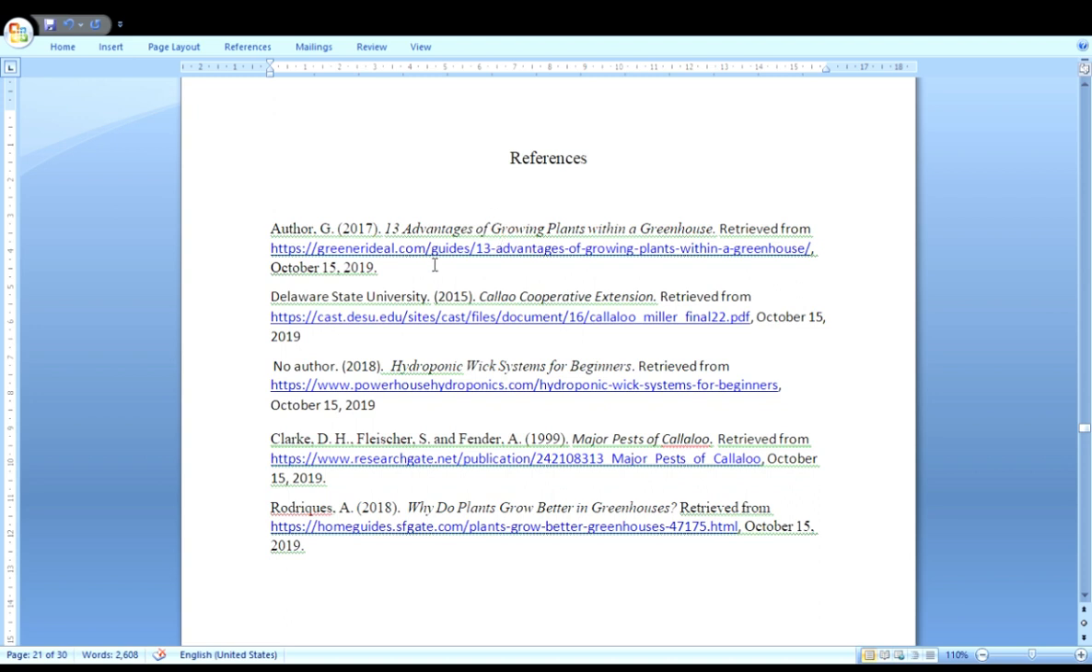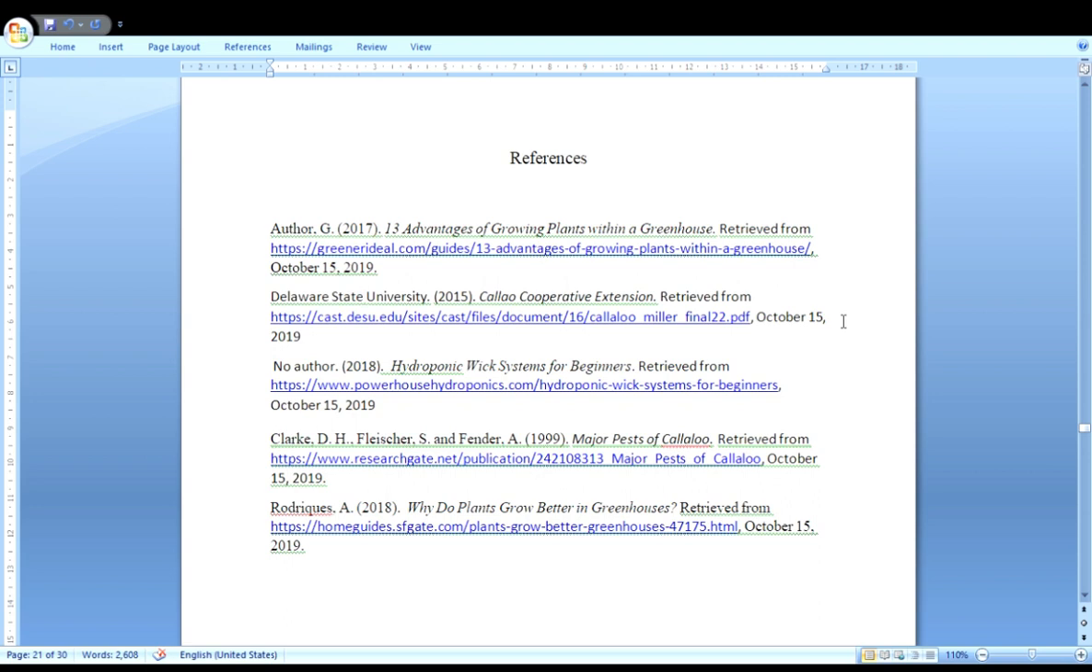That's standard. So the second one that we have here is the one with the Delaware State University. You start with the organization name. So Delaware State University, full stop, open bracket, 2015, that's the year of the publication, full stop. Then you have the title of the article, Callaloo Cooperative Extension, and then full stop. The title there should be italic as we stated above.